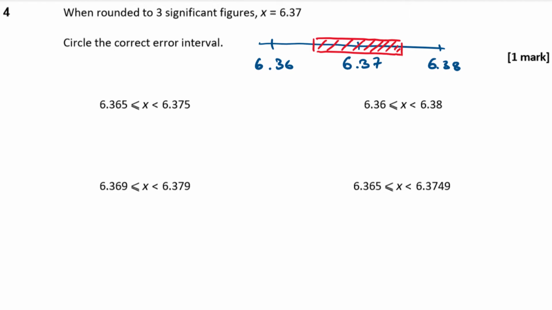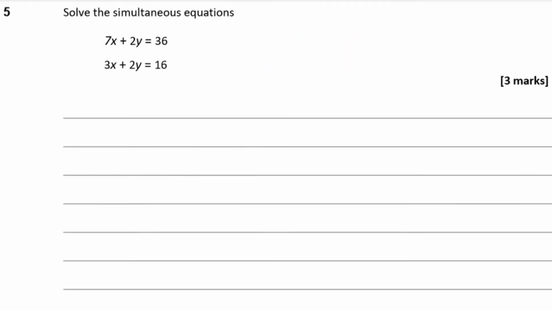So this range, these are the numbers that are going to round to 6.37, aren't they? So what's halfway between 6.36 and 6.37? That is going to be 6.365. And halfway between 6.37 and 6.38 is going to be 6.375. So it's going to be the ones with 6.365 and 6.375. So there's only one there that fits. It is going to be this one. I thought there might be some more. You'd have to double check the symbols as well. But notice it's a greater than or equal to on the left and a less than on the right, strictly less than.